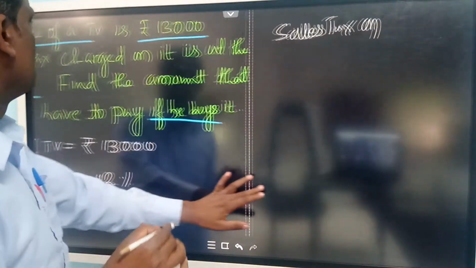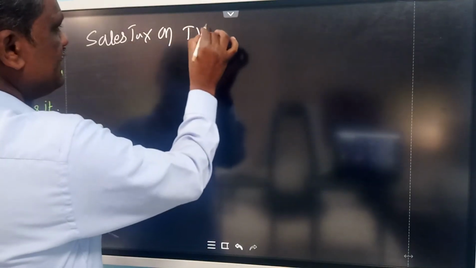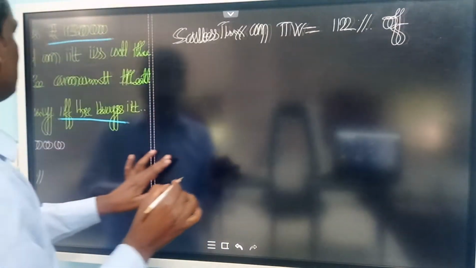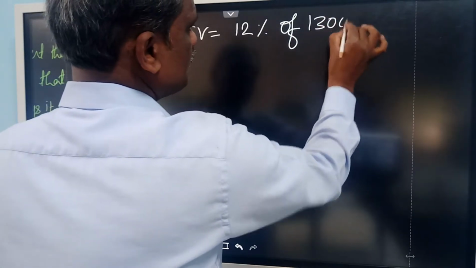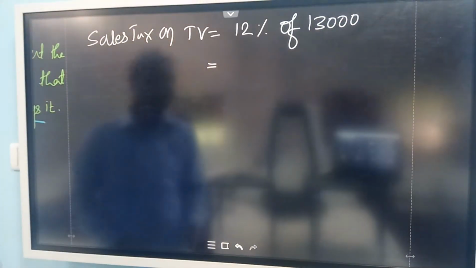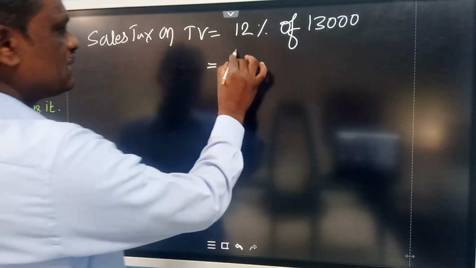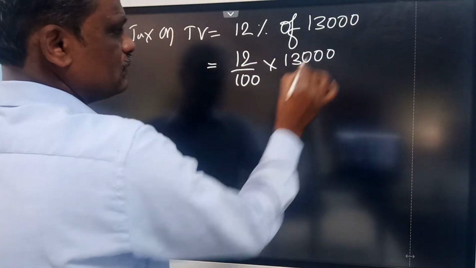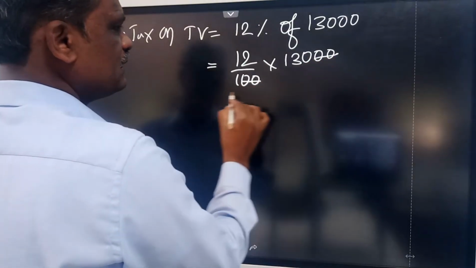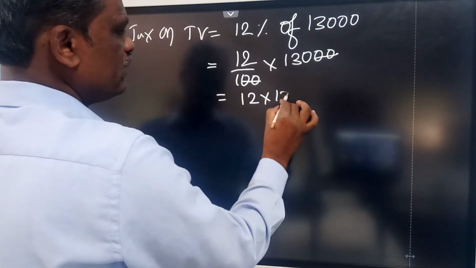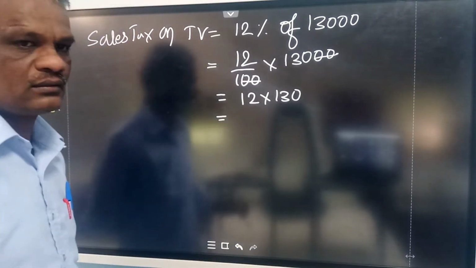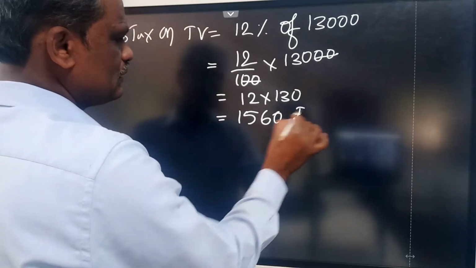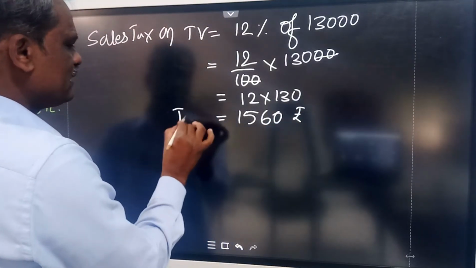Sales tax on the TV is 12%. 12% of what amount? 13,000. So we have to find out what is 12% of rupees 13,000. So 12% means 12 by 100 into 13,000. Zero cancels with zero. You will get 12 into 130, which is 1,560 rupees. Okay, this is the tax that he has to pay.